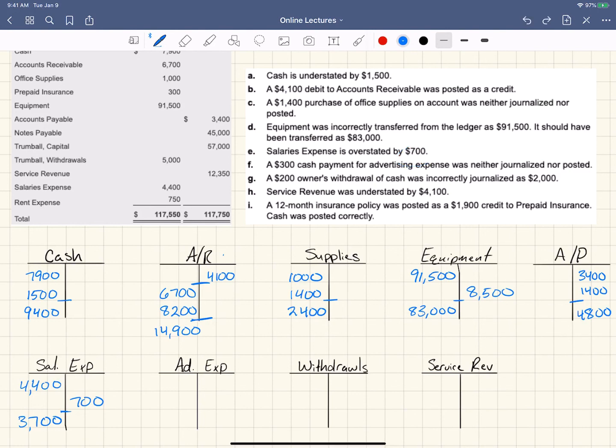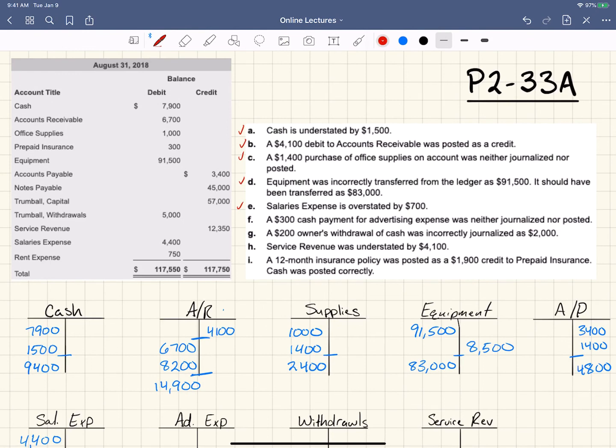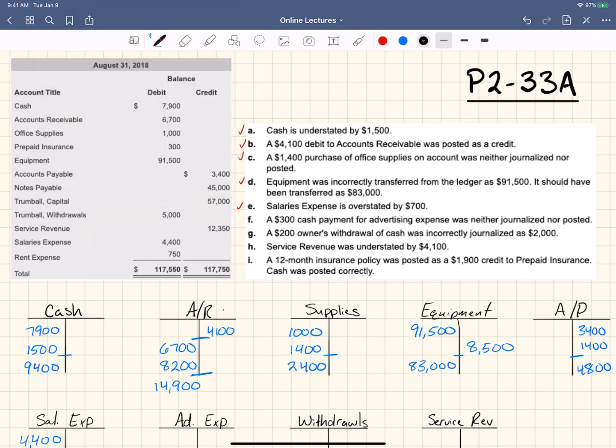Let's see, next number. I'm going to put checks here so I stop losing my place. We did A, B, C, D, E, and now we're on F. F says a $300 cash payment for advertising expense was neither journalized nor posted. So we've got to come up here and do the journal entry. It says neither journalized nor posted. So we may have to come back and adjust the cash number again. I'll take a look at that in a minute here.